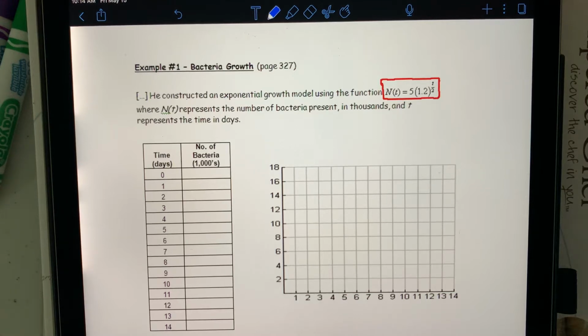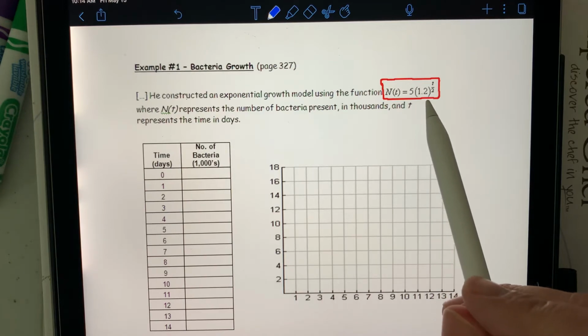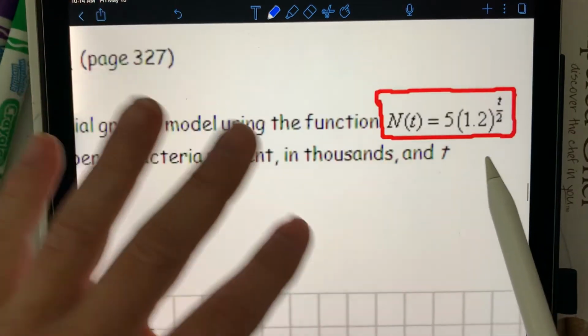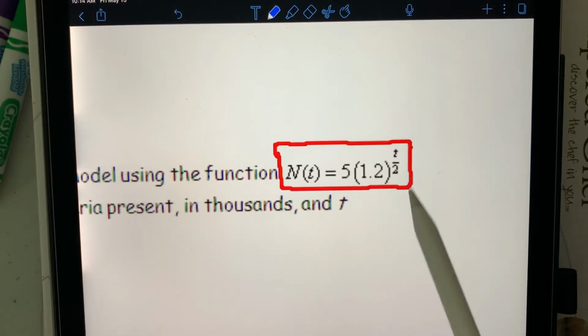Second example, this is a bacteria growth example that appears in your textbook on page 327. It says something about a fellow that's got a model. This has already been given to us, and it's 5 times 1.2 to the power of t over 2. So what do those numbers mean?